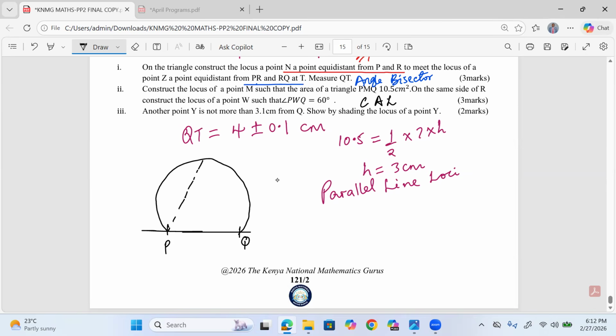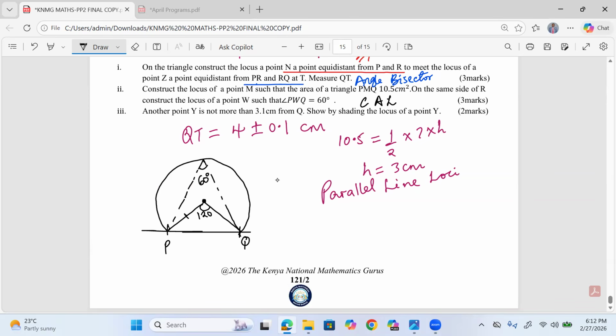We can produce an angle of 60. Now, for us to produce an angle of 60, it definitely means that we need to be having a center. According to angle properties of circles, we need to be having a center with 120.